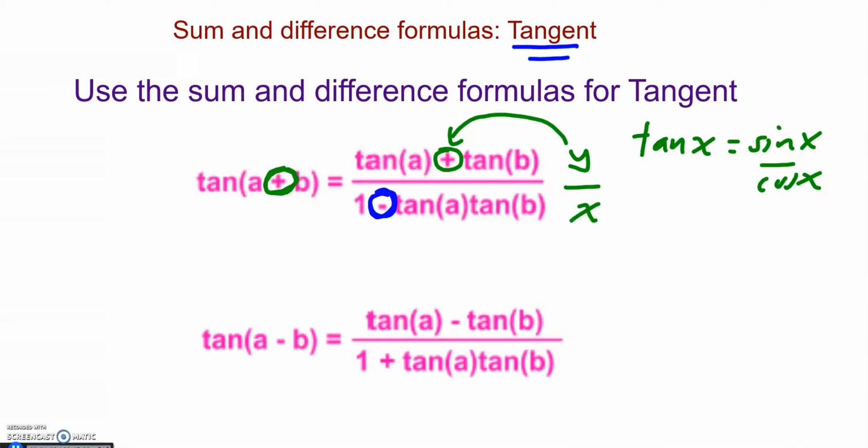Same thing happens for this example. You're given the tangent of a difference. Notice the sign stays the same on the top, but it changes in the denominator because x always does the opposite of what you want it to.